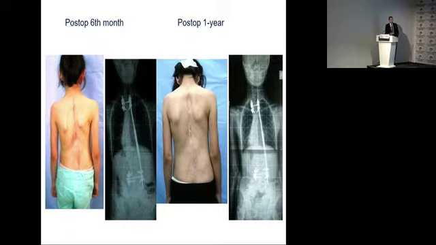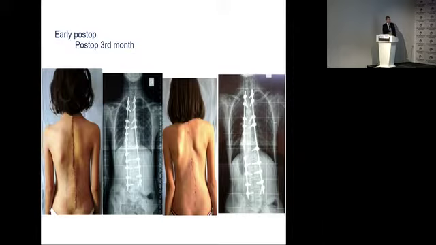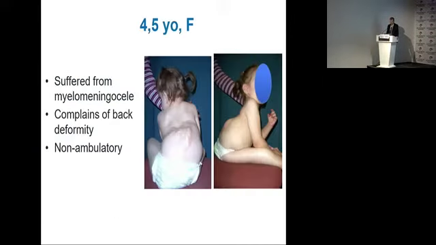This is the post-op at 1 year. You can see that there is a little bit of truncal shift, but still acceptable. At the post-op 3rd year, there is still truncal shift, and we did a graduation. She was 11 years old, and the acetabular cartilage had already closed, so we could safely do our graduation operation. And this is the last operation of this young lady, and you can see that she already has a balanced spine.